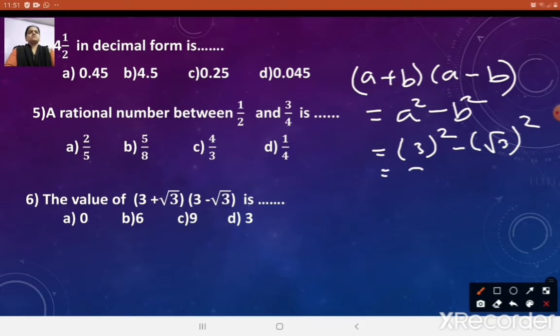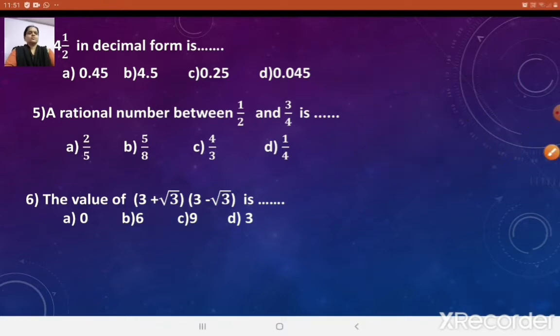So it will become 3 square is 9 minus 3 equal to 6. So we got the correct option as what? Number 6. Is it correct? Yes. So you have to do this calculation in rough and then click the correct option.